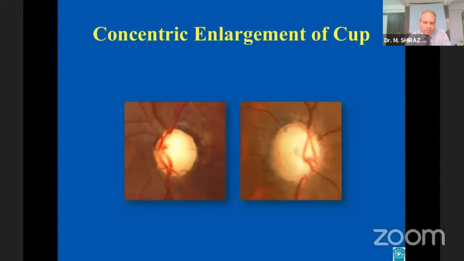These photographs show advanced glaucomatous cupping with diffuse loss of neuroretinal rim tissue. As a result, the cup has enlarged in all directions. Another way to say it is that the cup disc ratio has increased both horizontally as well as vertically.